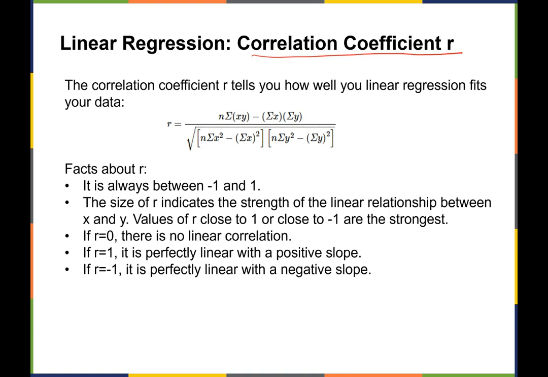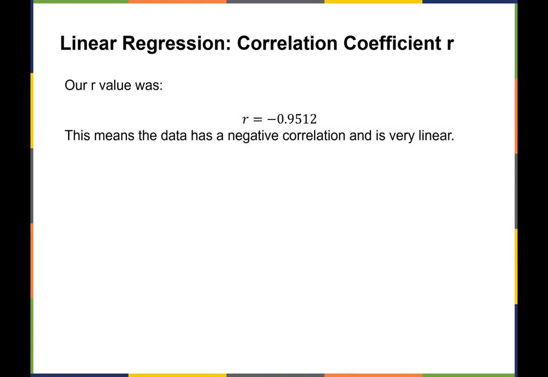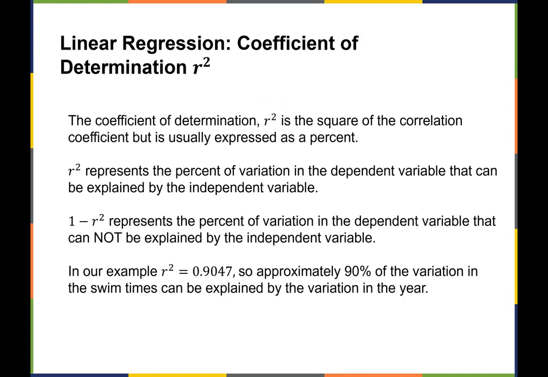It looked like that one graph that was just like a bunch of spots all over the place, right? That's what no correlation would look like. So if we looked at our example, our R value was negative, because remember we had a negative relationship, and it was negative 0.9512. So the data is a negative correlation, and it is very linear. Negative 0.9512 is pretty close to -1.